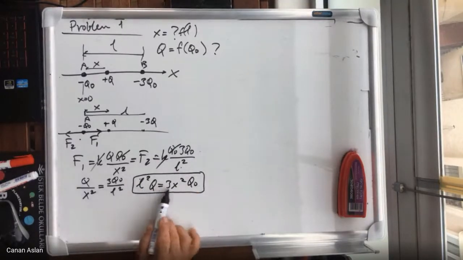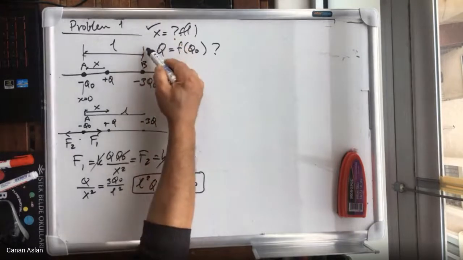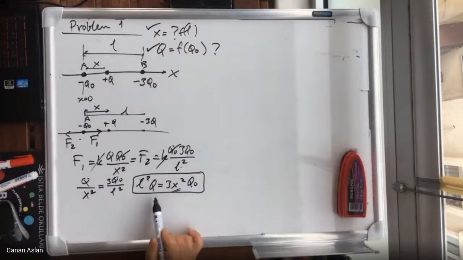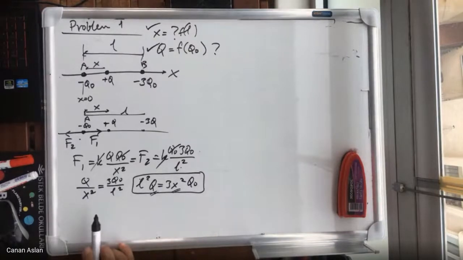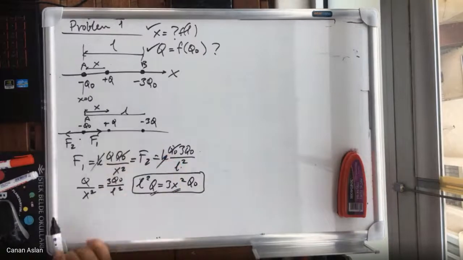As you see, this is an equation, X as a function of L, but now because we have two unknowns, X and Q, here this is one unknown and this is another unknown, we need one more equation. How do we do this? Now we consider this charge also.